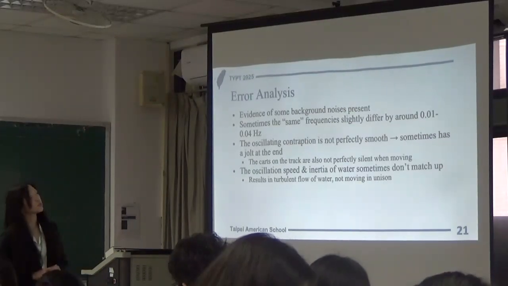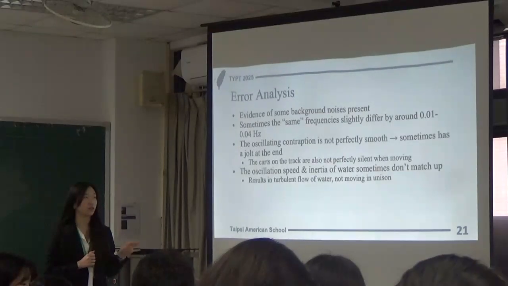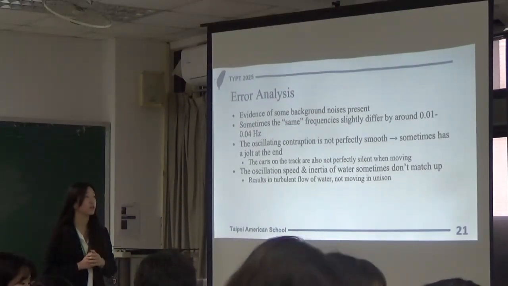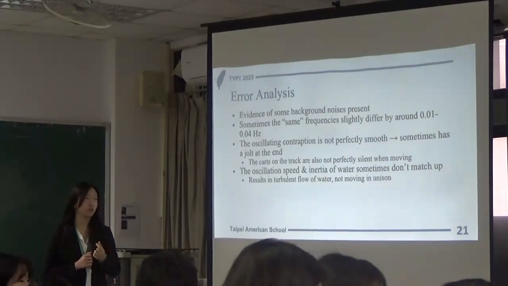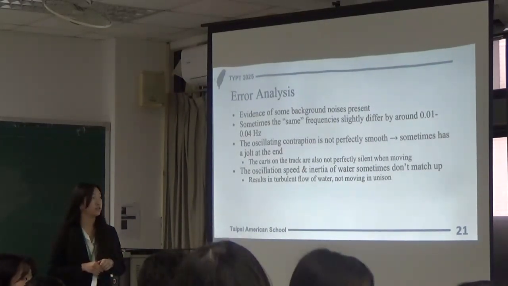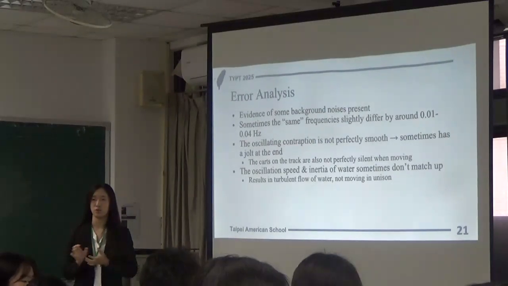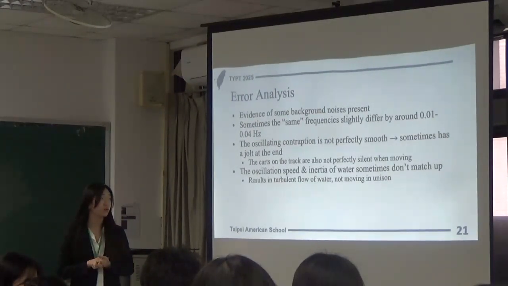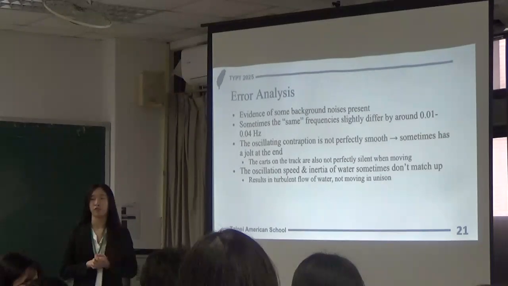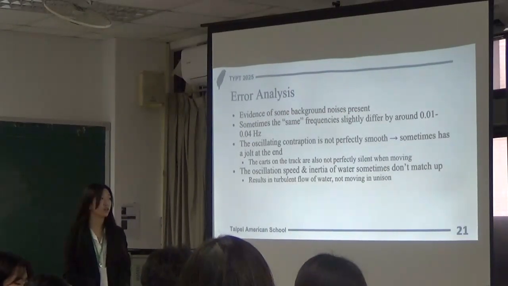And sometimes the same frequencies that I color-coded in the charts next to my graphs slightly differ by around 0.01 to 0.04 hertz. And additionally, my oscillating contraption is not perfectly smooth, like sometimes it has a jolt at the end. And the carts in the track are also not perfectly silent when they're moving, so that is where most of the background noise comes from.